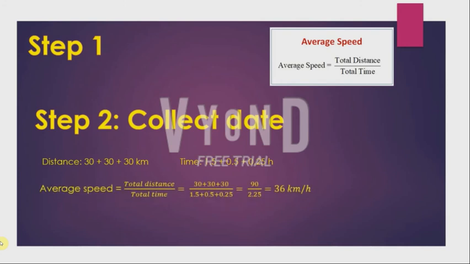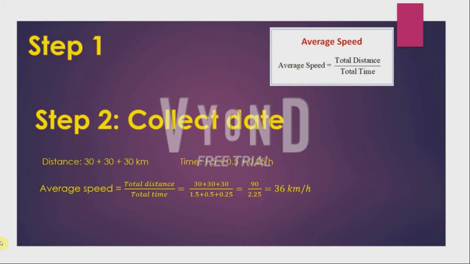Now we need to see how we apply this rule, the average speed rule. The average speed equals total distance over total time. Total distance 30 plus 30 plus 30, the 3 segments, divided by the total time, 1.5 hours for the first 30 plus 0.5 hour for the second 30 kilometers, and finally 0.25 hours for the third or the last 30 kilometers. This means total distance is 90 kilometers and the total time is 2.25 hours, so it's 36 kilometers per hour.